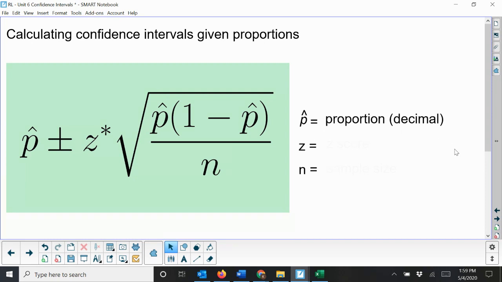People can have that in as many decimal places as they want. I tend to stick with 2 decimal places for my proportion. Z is still going to be our Z-score. It's from that same Z-score chart that we saw with calculating with the mean and standard deviation. And N is our sample size. Those are the only 3 letters that we have. We just need to make sure we are carefully typing everything in order to calculate our confidence interval. Notice again, we have that plus or minus sign, just like we did with the mean and standard deviation.